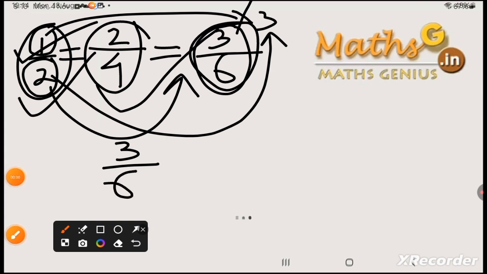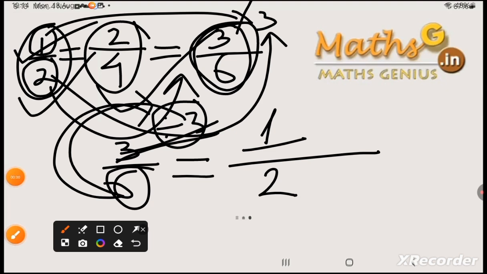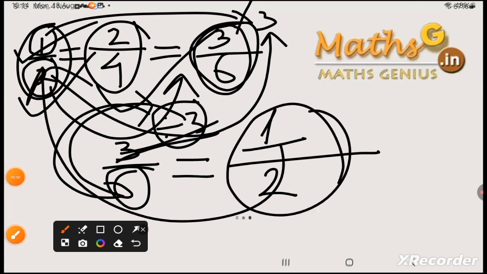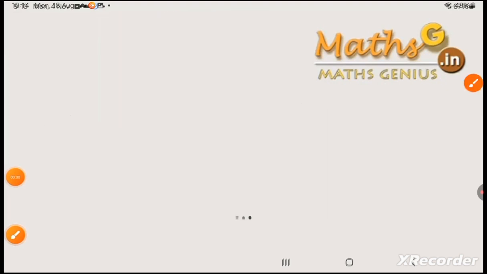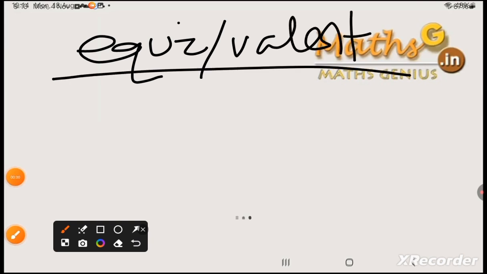Let us go the reverse way. 3 by 6 is there. If I divide 3 by 3 and again divide 6 by 3, what will we get? 3 divided by 3 is 1. 6 divided by 3 is 2. Is it the original fraction? Yes. So in the case of equivalent fractions, what is the logic? Either you multiply or you divide the numerator as well as the denominator with the same value.